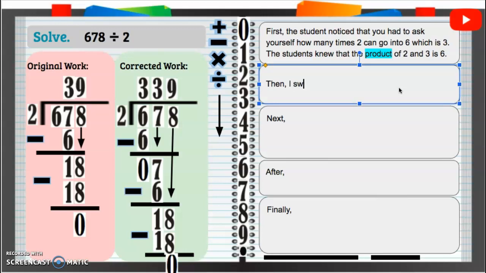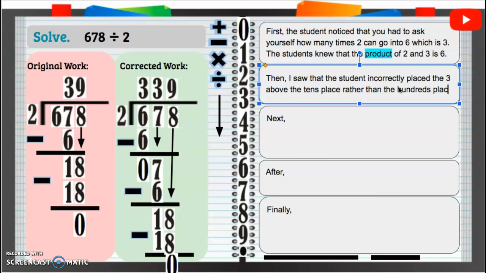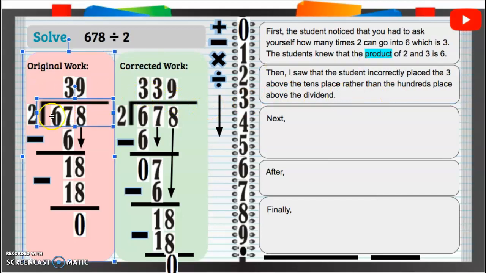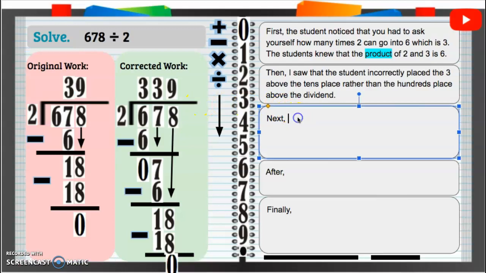And then I saw, or you can say we saw, that the student incorrectly placed the 3 above the tens place rather than the hundreds place above the dividend. So they put that 3 above the tens place, so above that 7 instead of above the 6.